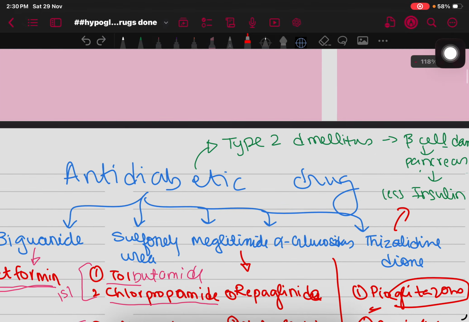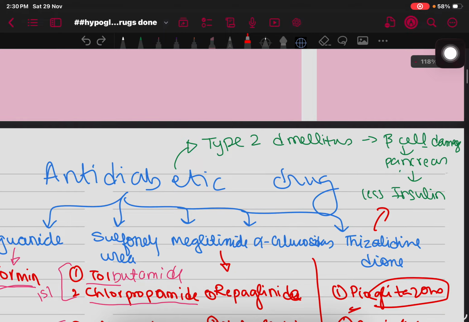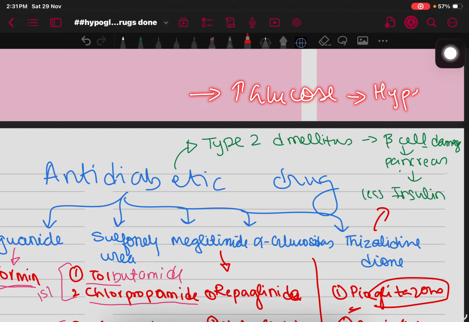Why do we use anti-diabetic drugs? We use them in the treatment of type 2 diabetes mellitus. In type 2 diabetes mellitus, our beta cells get damaged or are not able to produce enough insulin. Beta cells are present in the pancreas, and if insulin is not produced enough, it will cause an increase of glucose in the blood, which will cause hyperglycemia.